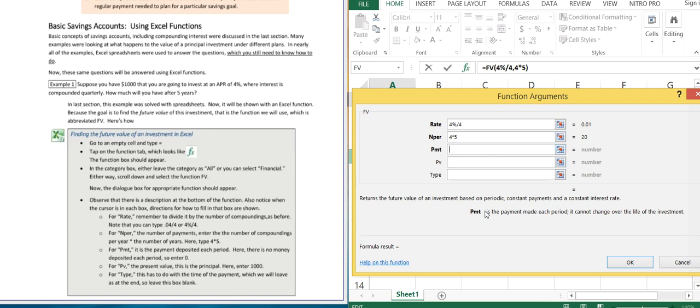All right, PMT. What is that? This is the payment made each period, and it cannot change. Okay, so these periods that we're talking about in a situation where we're compounding quarterly, that would be as if I was putting away money every quarter, but I'm not doing that here. So I'm not making a periodic regular payment. So I don't have anything happening each period. That needs to be a 0 here. But when we go down to this PV box, that is the present value.